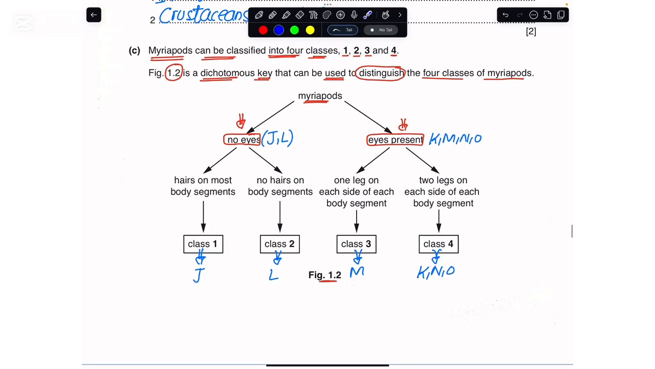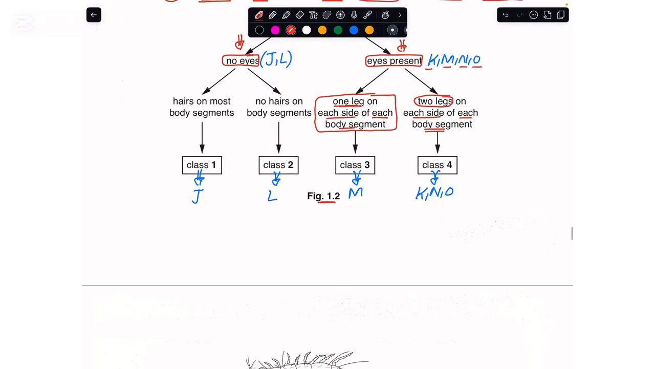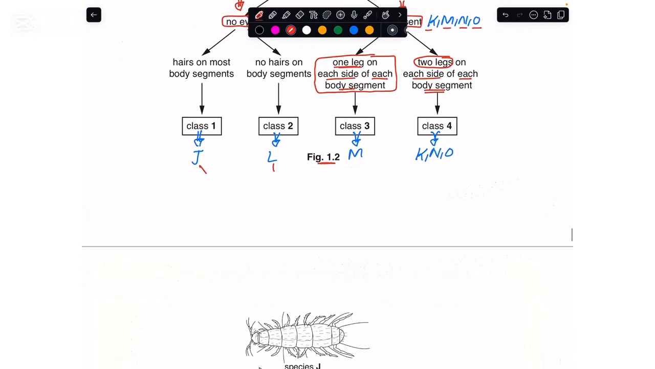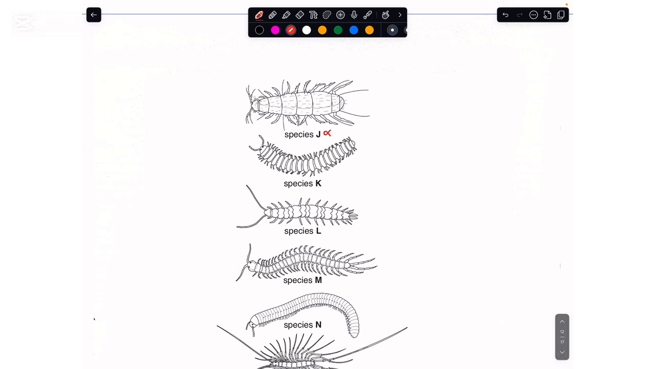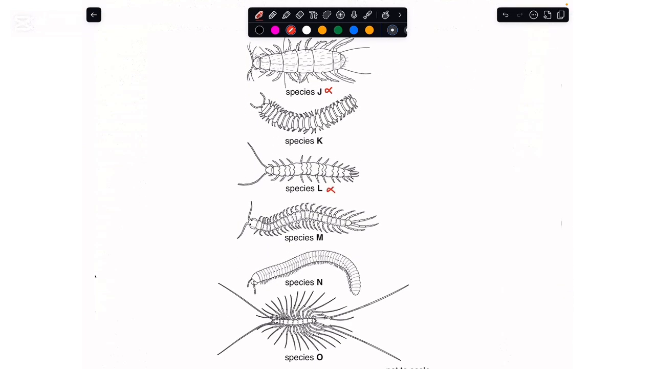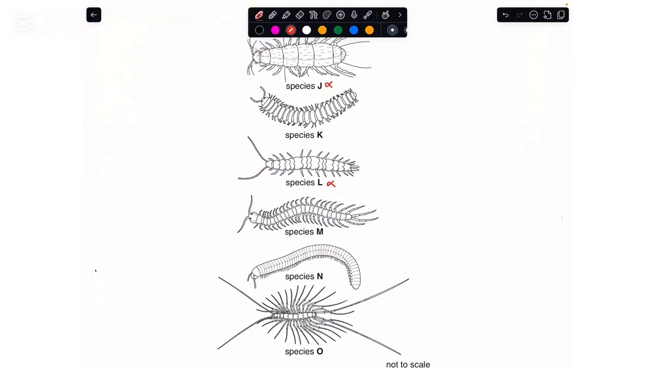Moving onward, they say that among these four myriapods, which is K, M, N, and O, now you have to go further. They say that among them you have to identify what have got one leg on each side of each body segment. Like there has to be one leg on each side of each body segment. The other thing is that there has to be presence of two legs on each side of each body segment. So you see we have done cracking J and L. So there and then I would put a cross on J, I would put a cross on L, and then we have to do it among K, M, N, and O.